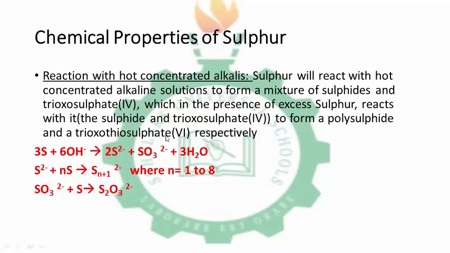But when the sulphur is in excess, the sulphide will form a polysulphide and the trioxothiosulphate(IV) will form a trioxothiosulphate(VI). Now, the sulphide will react with the excess sulphur to form a polysulphide, and the trioxothiosulphate(IV) will react with the excess sulphur to form the trioxothiosulphate(VI). Now, please take note that this n that you can find here only ranges from 1 to 8. Anything above 8 is not visible.